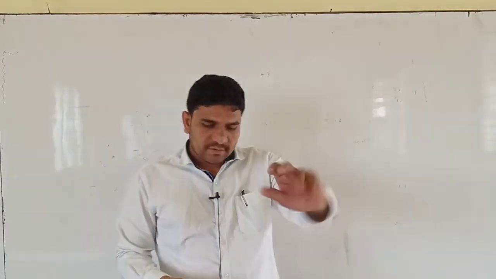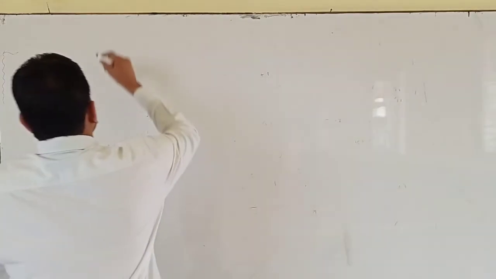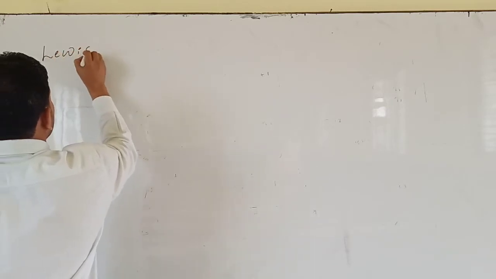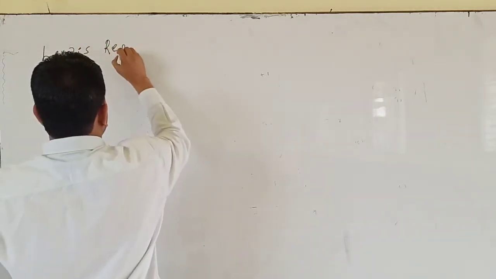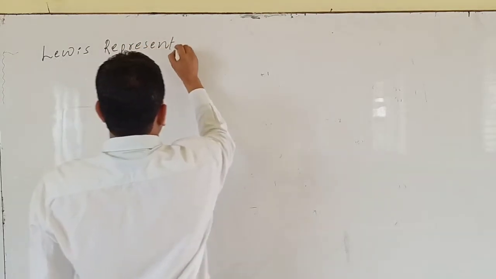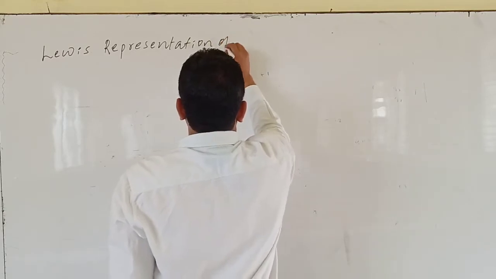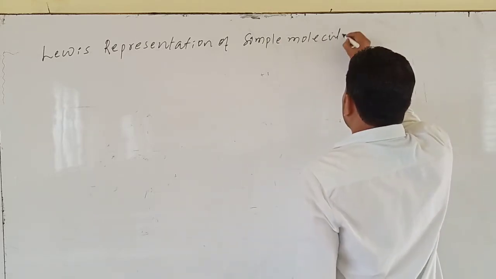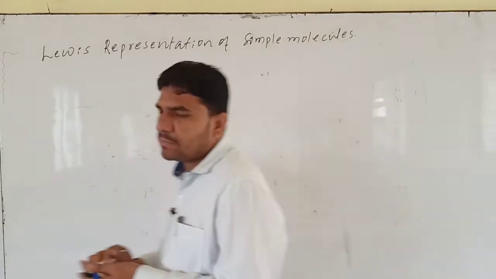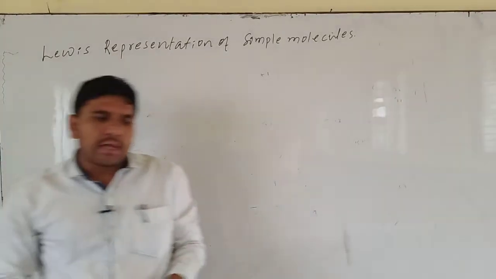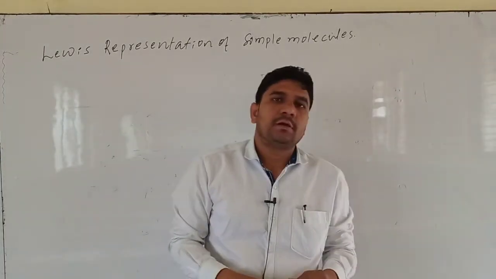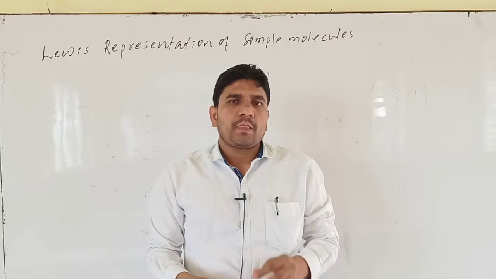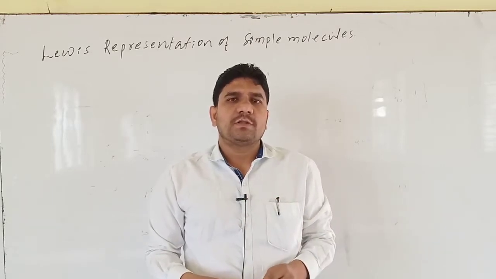Hello students, in this class we will discuss Lewis representation of simple molecules. For example, carbon monoxide, nitrite anion, and ozone. Still now we have not discussed how to draw the Lewis dot structure for the ions.